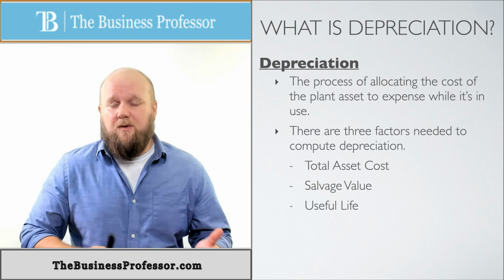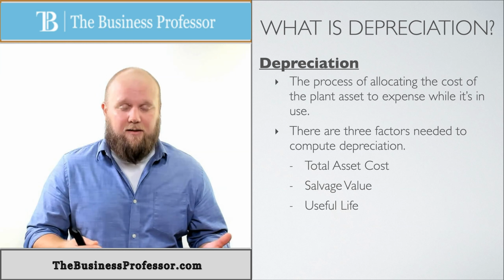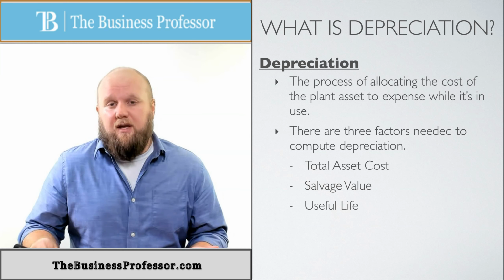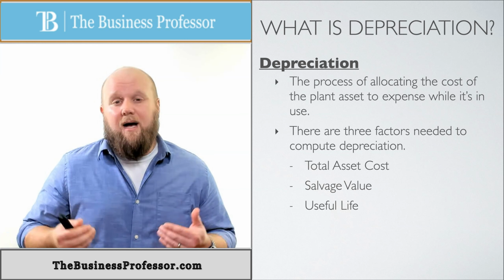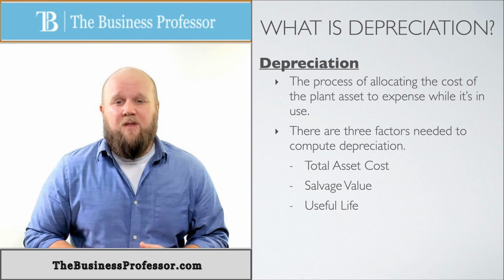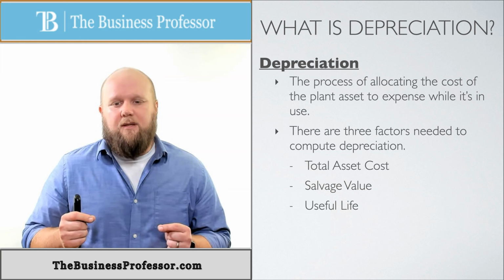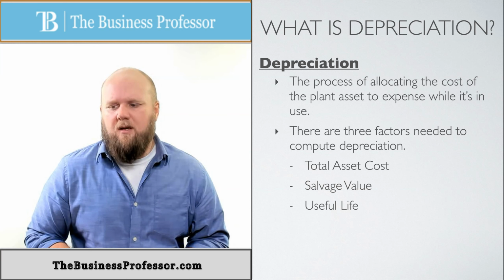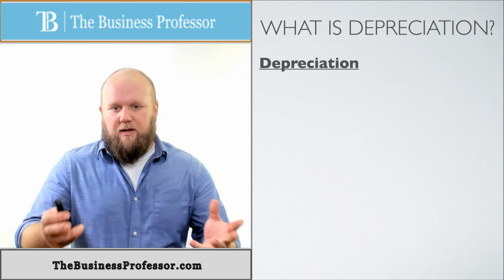Now, if you notice, the total asset cost is set in stone. It's exactly what you paid for it. The salvage value and the useful life are both estimated numbers. I think this is what it's going to be worth at the end of 5 years. I think I'm going to use this for 5 years. Those things can change. But the only thing that's set in stone is the total asset cost. That's why it's so important. Now, let me go back to what I was saying earlier.